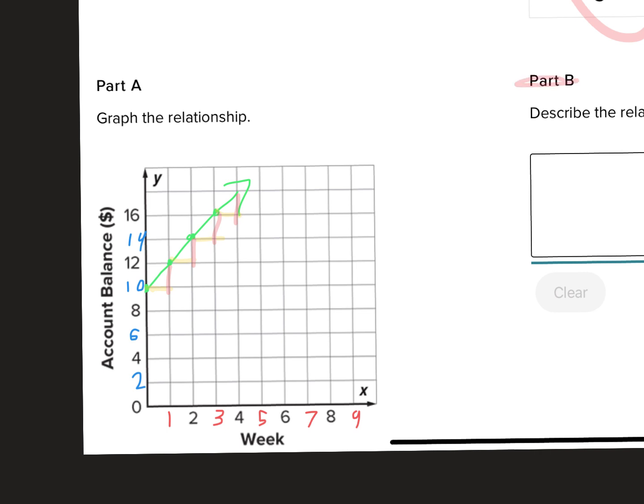When I come over here to part B and I describe why it's proportional, I can say for every 1 week, it is going up by $2. Yep, $2. 1 week over, $2 up. 1 week over, $2 up. That is something I can describe on part B.